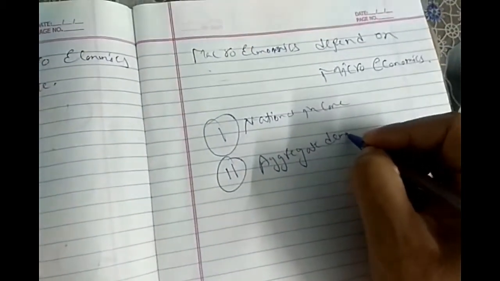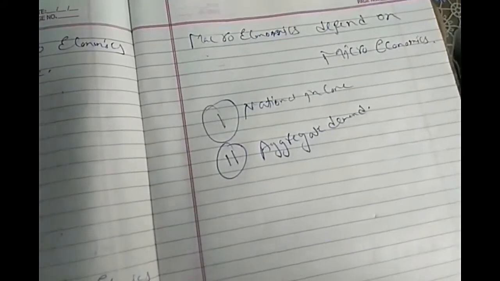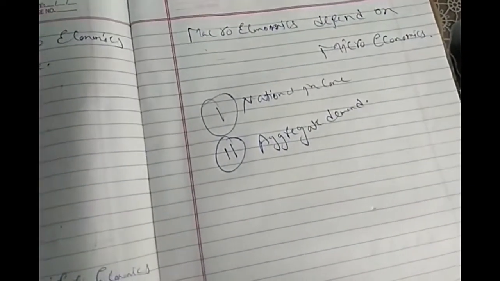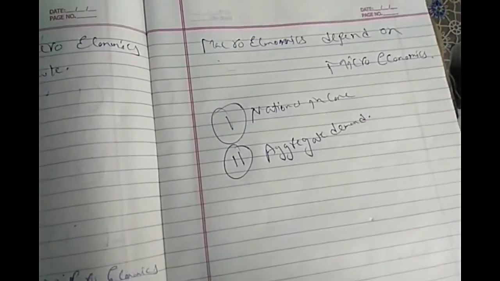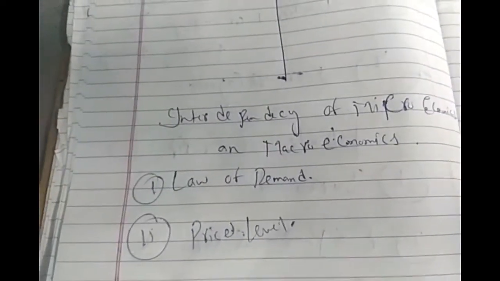Aggregate demand. For getting to the whole economy's demand, obviously we go through the demand of individual households, then we are able to understand the whole economy's demand. So from these two examples, we can understand how macro depends on micro and how micro depends on macro. That is clear to everyone.